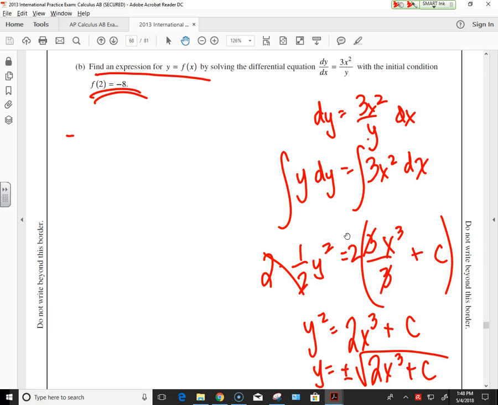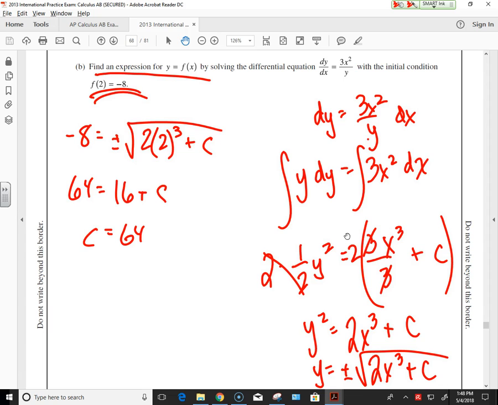So go ahead and say y is equal to plus or minus the square root of... a lot of kids don't even think about the plus or minus, 2 cubed plus C. They say square both sides, 64 is equal to, that's 8 and 2 is 16 plus C. C is equal to 64 minus 16.